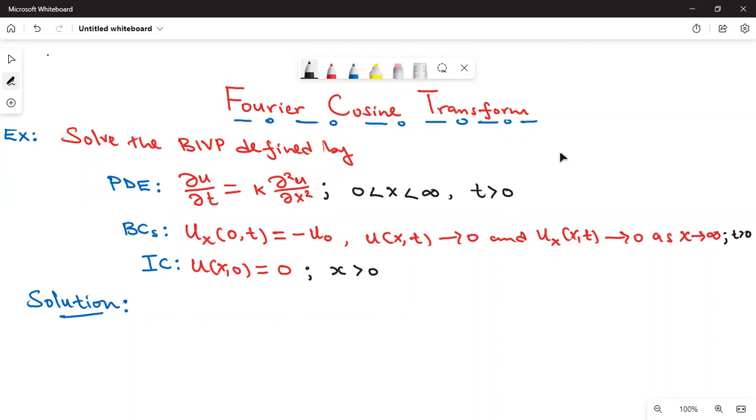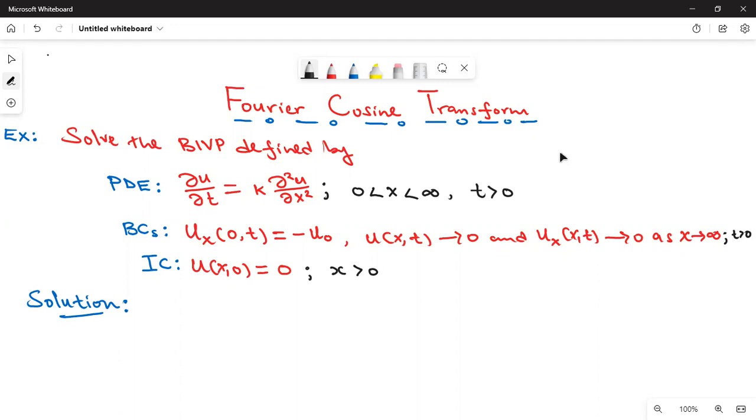The boundary conditions: we know that u partial x when x is 0 is equal to negative u naught, where u naught is a constant. Also, we are told that the solution u of x t approaches 0, and partial x also approaches 0, as x approaches infinity for all time t greater than 0. The initial condition at t equals 0: our solution is 0 for all x greater than 0.